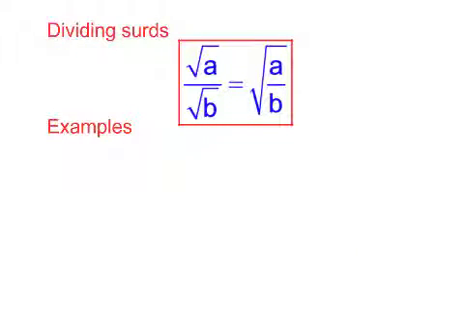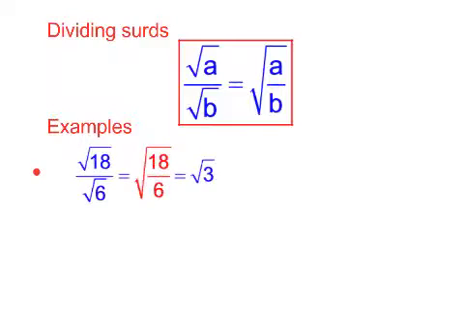In dividing surds, we use a similar idea. And again, let's look at the example here. Root 18 divided by root 6 is the same as the square root of 18 divided by 6, which is 3. In other words, our answer is root 3.